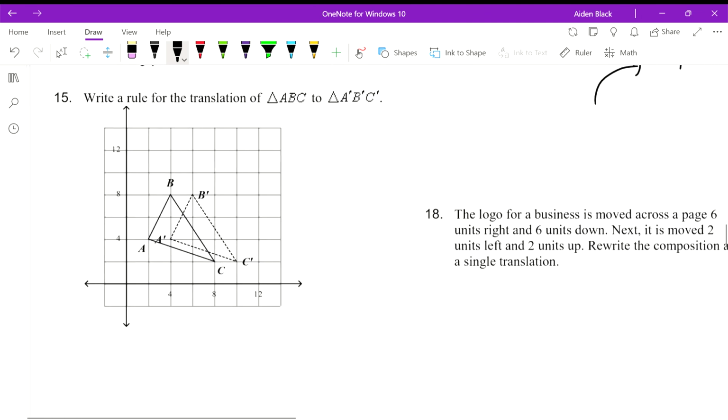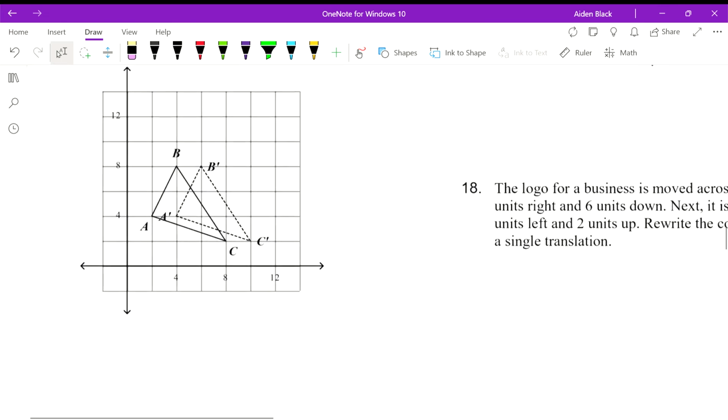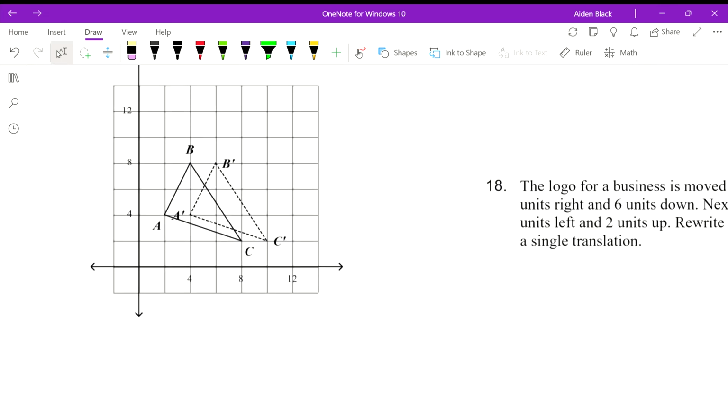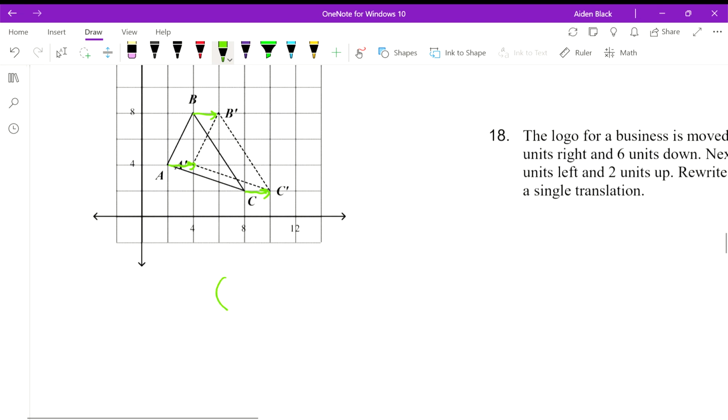Write a rule for the translation of triangle ABC to triangle A prime, B prime, C prime. What do you think is going on here? It appears that it is just being translated to the right 2 units. It looks like 1 unit, but these go by 2s. Right? 8, 10, 12. Okay, so the rule, we said to the right, so we're going to add 2 to the x value. This would be your rule for that.